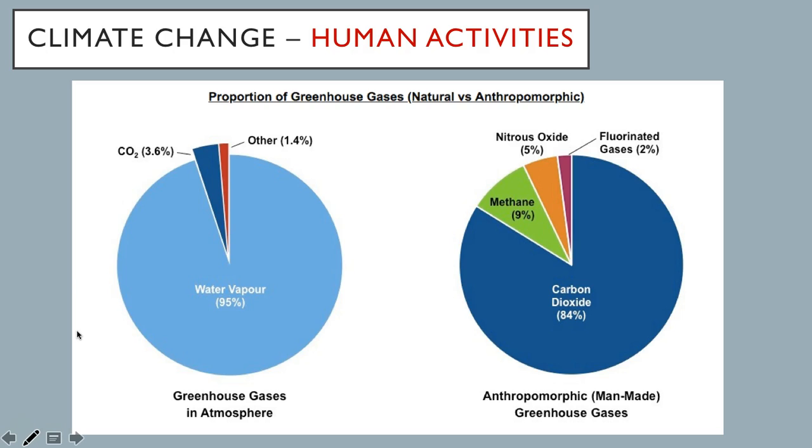Don't forget that there is a baseline presence of greenhouse gases contributing to the essential greenhouse effect, of which water vapor is the highest contributor. Of the greenhouse gases coming from human activities, carbon dioxide is by far the highest representative.